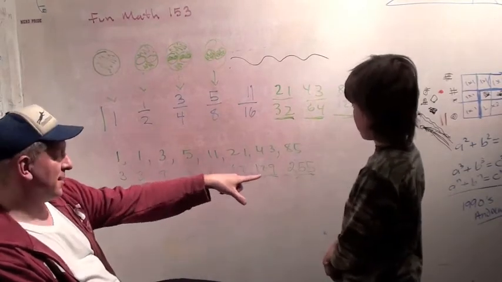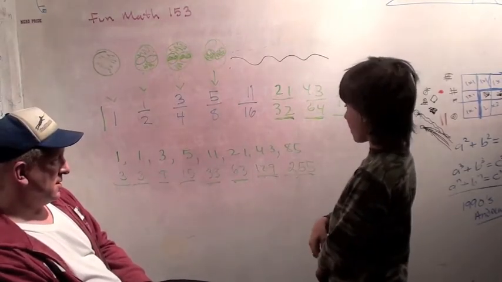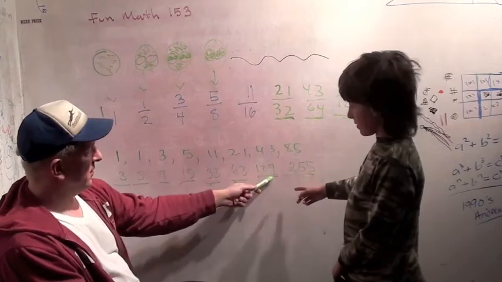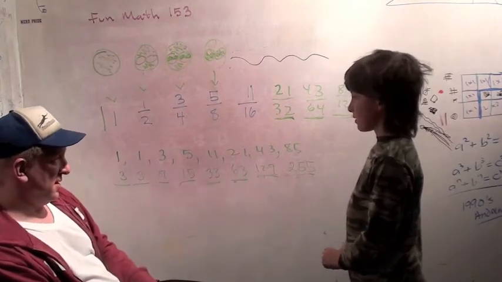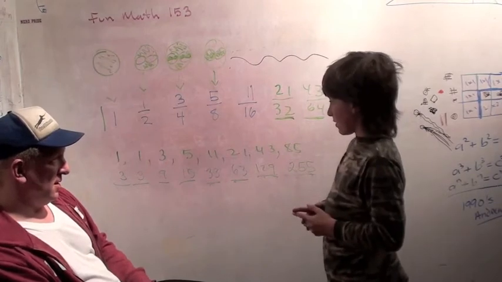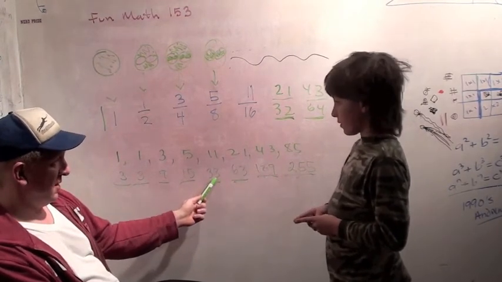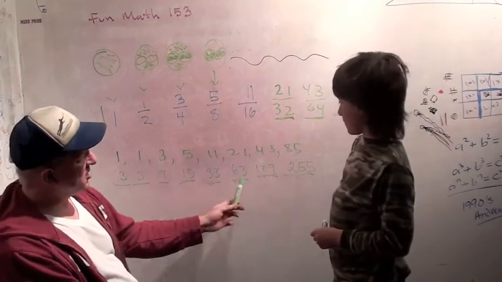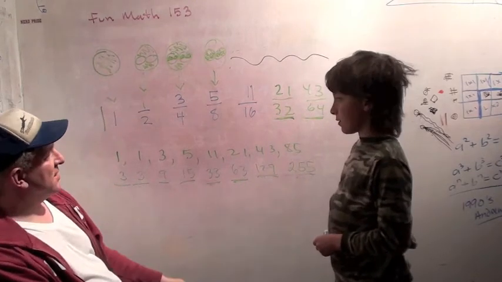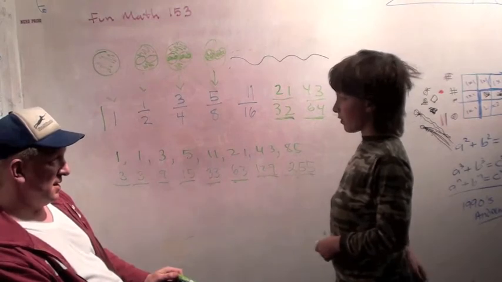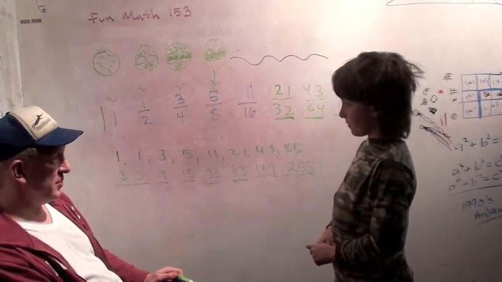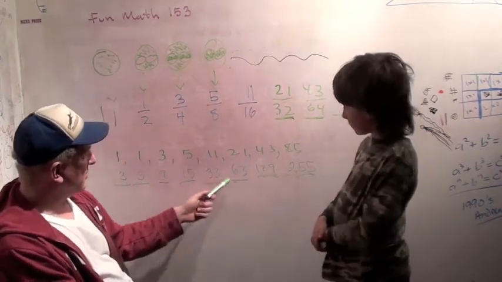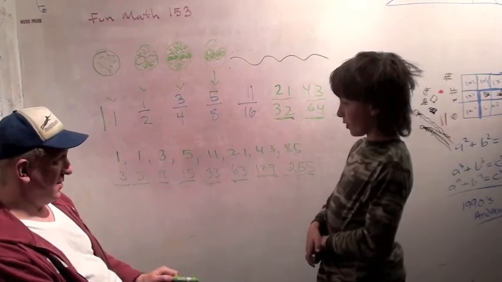Do these numbers look familiar at all? Do they look like they're close to any numbers? What numbers do you think this is close to? 256. What about this? 128. What about this? 64. What about this? 32. And 16. So what's special about the numbers 256, 128, 64, 32, 16? They're all some sort of exponent of what number? 2. And how close are these to powers of 2? They're all 1 away.